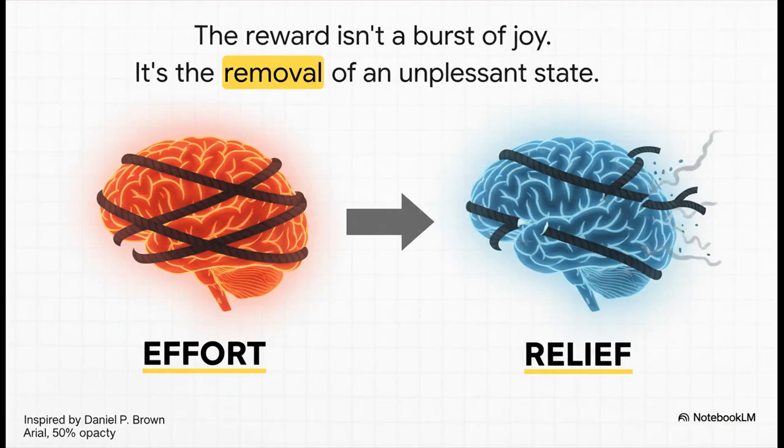So you might be asking, where's the reward signal? Well, it's not a burst of joy like in the first model. It's what psychologists call negative reinforcement, which is just the removal of something unpleasant. That feeling of relief, of effort just suddenly dropping away while your clarity stays high, that is the reward. And the brain learns to seek out that state of blissful efficiency.